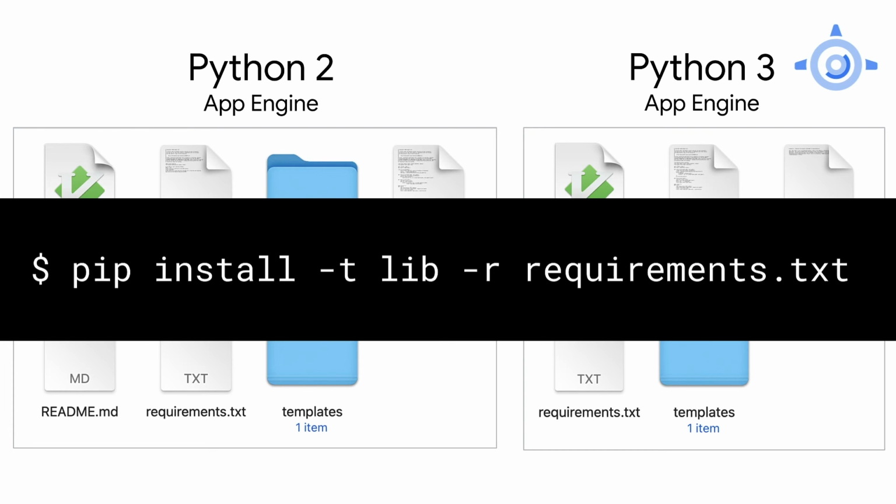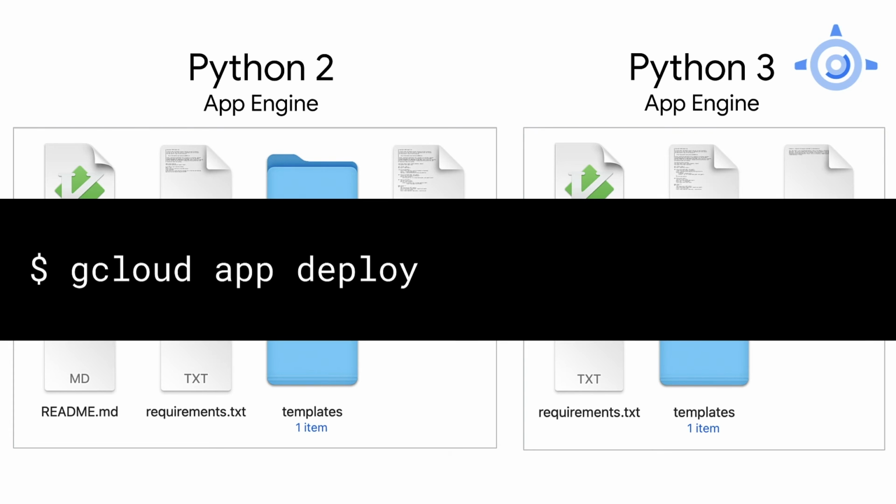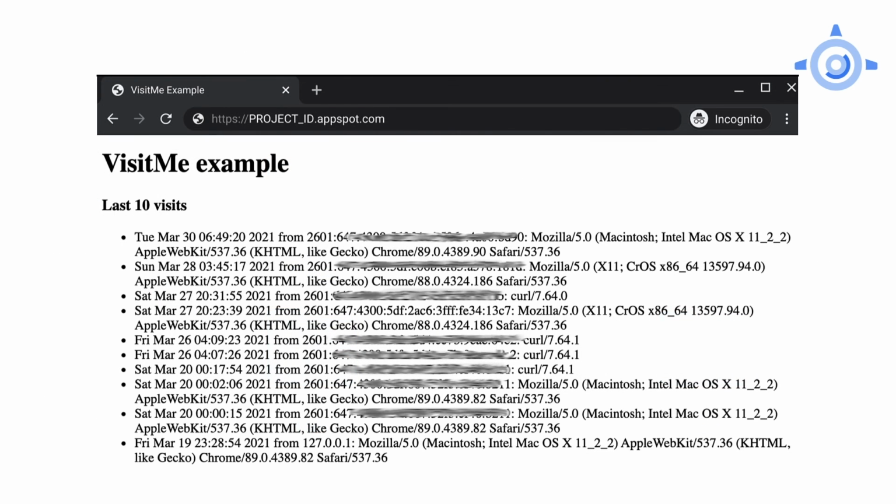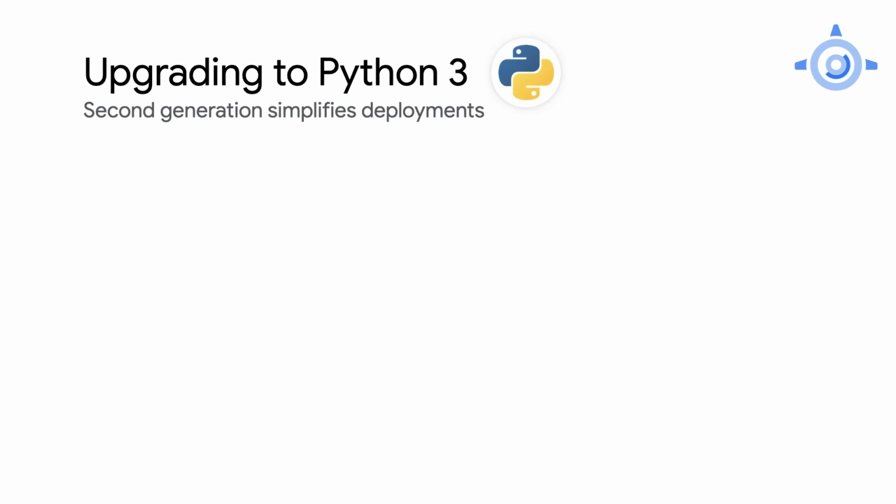Python 2 users should redo their lib folder, and everyone can then run gcloud app deploy. Once it's live, you should have an identically working app caching the most recent visits for the same visitor. Congrats! Before going back to the main presentation, a few words about upgrading to Python 3.